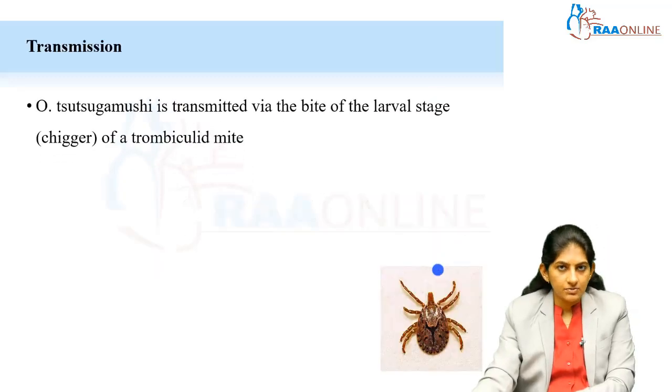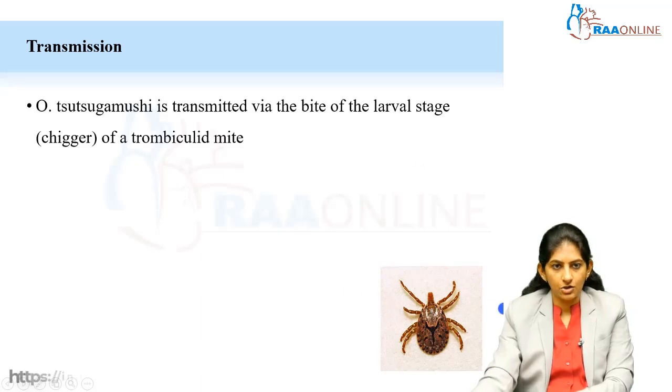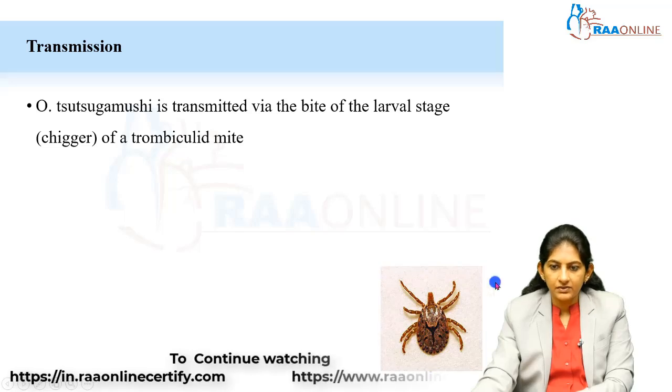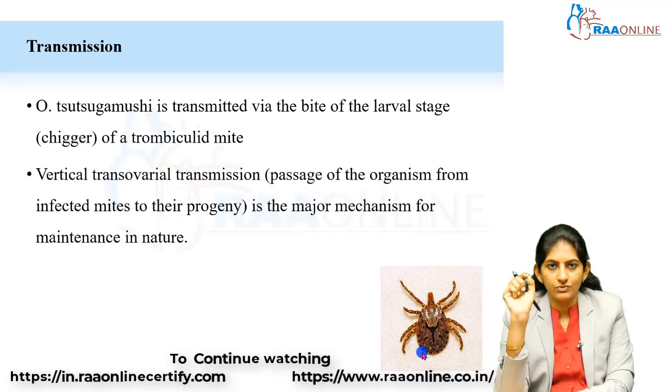So coming to the transmission of scrub typhus, this is the larval stage of the chigger, that is a trombiculid mite. Whenever the bite of the larval stage of this mite happens, Orientia tsutsugamushi, which is the organism, gets infected into the humans.